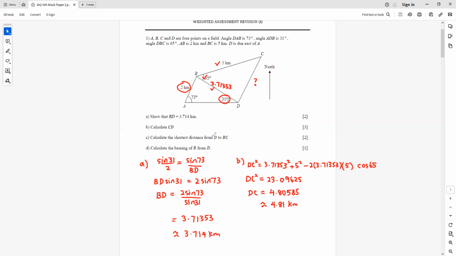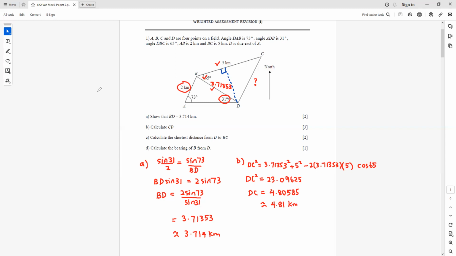Next, calculate the shortest distance from D to BC. So D to BC is this. When we say shortest distance, shortest distance must mean it's perpendicular. Okay, so as you can see, once I have this perpendicular, I have this right angle triangle here. This is a right angle triangle.